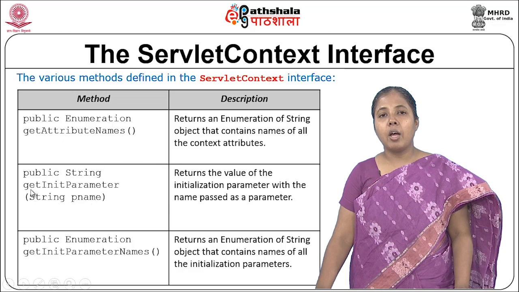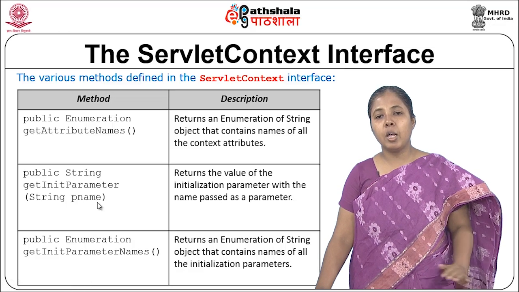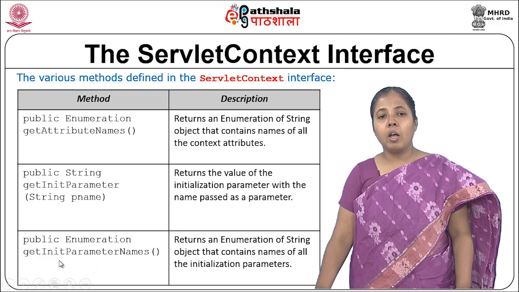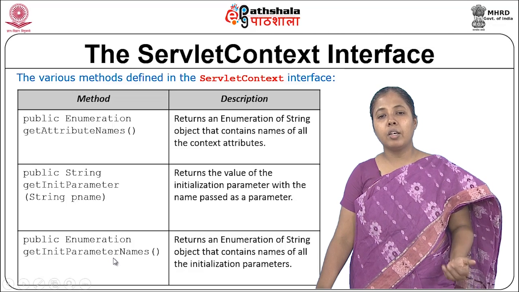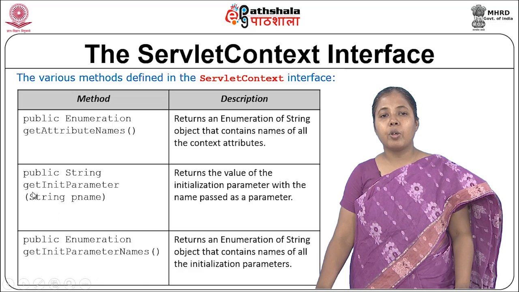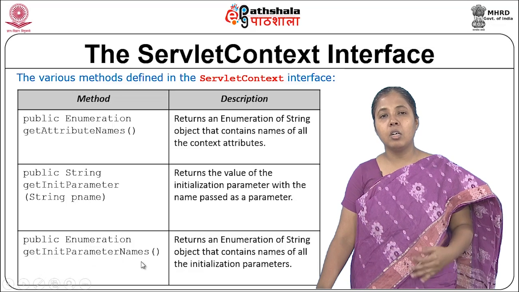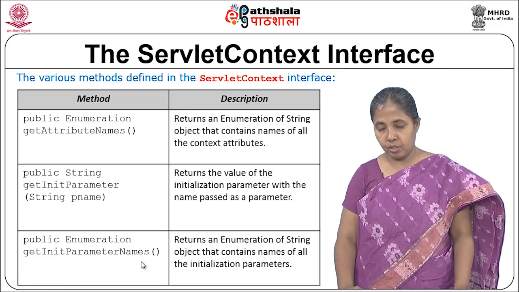And there is a method called getInitParameter. This returns the value of the initialization parameter with the name passed as a parameter. And there is a method called getInitParameterNames. This returns an enumeration of string objects that contains the names of all the initialization parameters. So, getInitParameter is for reading the value of one single parameter, and getInitParameterNames is to read the names of all the initialization parameters.